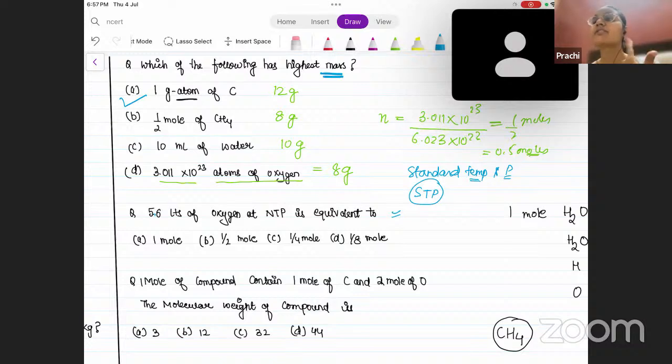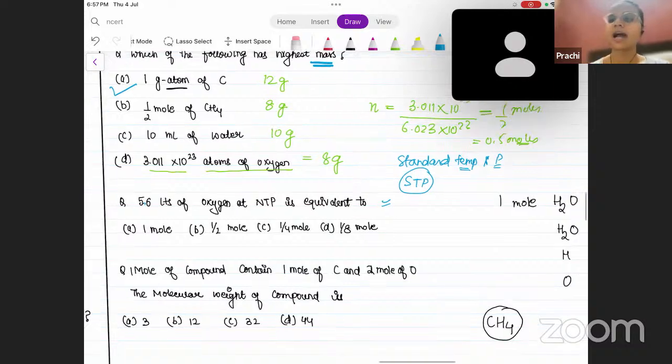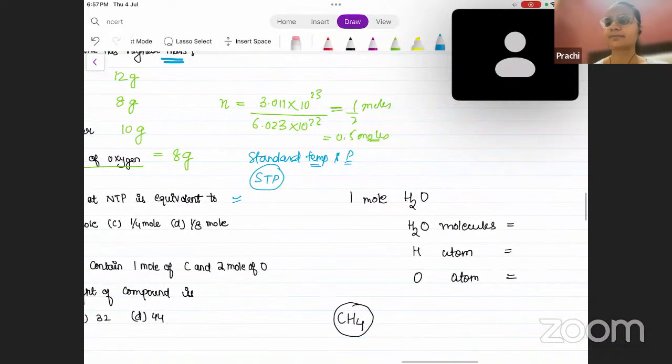For normal temperature we'll have 25 degrees Celsius, or between 25 to 27. So I hope you can do these problems.